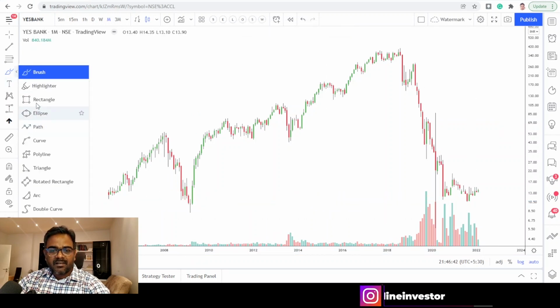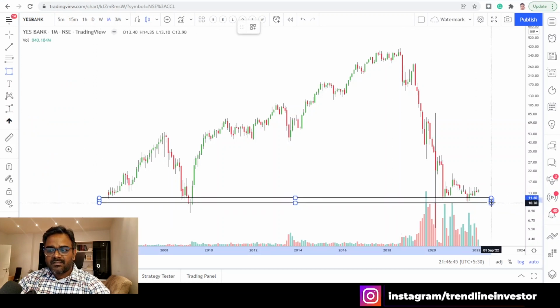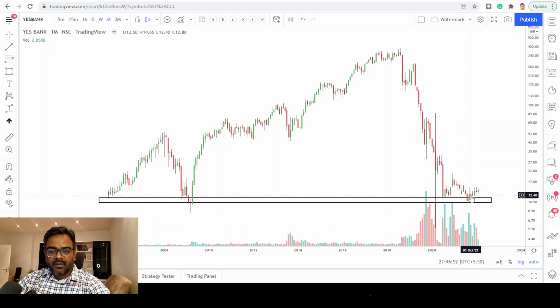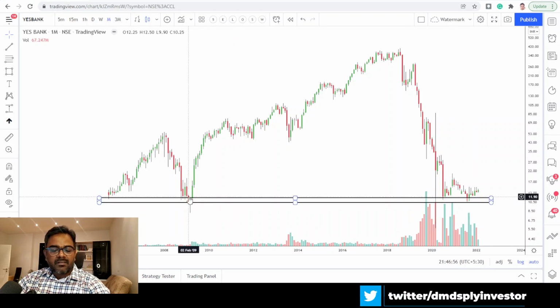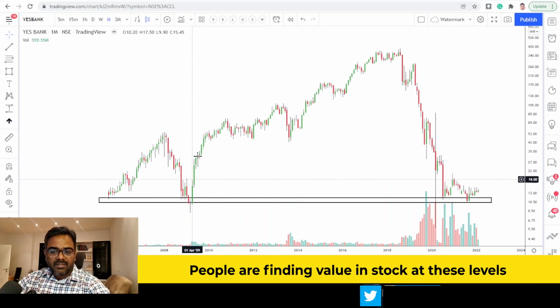So let's not make a mess of this chart. I'll use a simple rectangle just to show you the levels, right? So this level here is again acting as a point of demand. After many years, a lot of people are buying the stock around this zone, right? That's called the point of demand. Now, why do people buy? Because they find value in the stock and they buy it, because of which it heads higher, right?